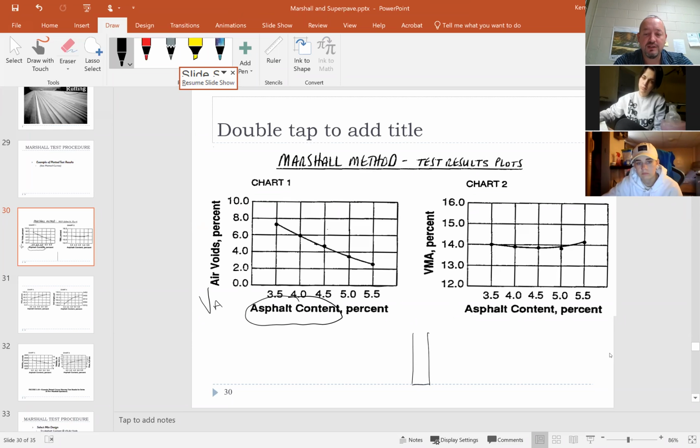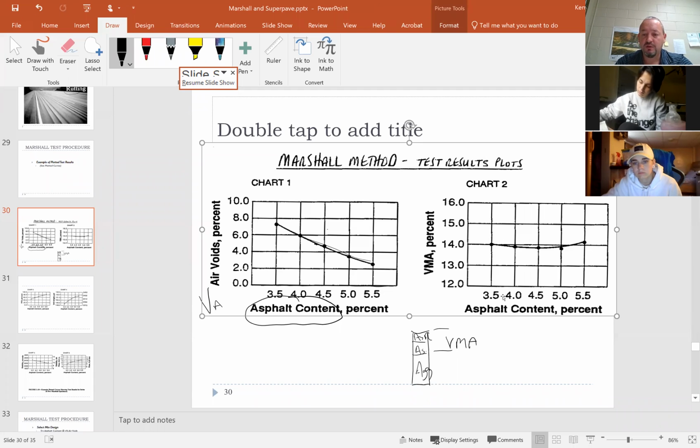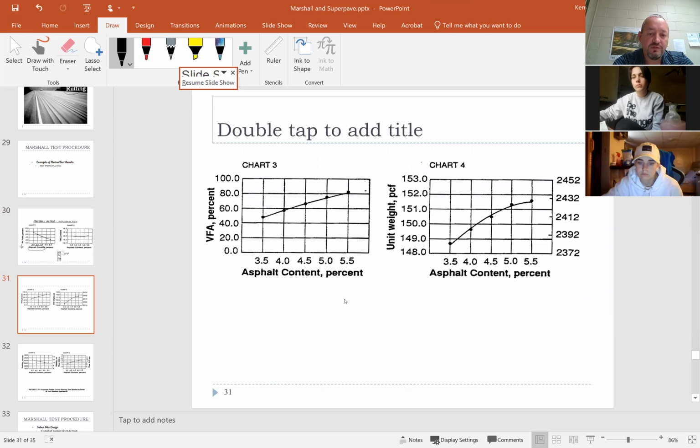Remember the slide that was like this. We've got aggregate, and then we've got asphalt, and then we've got air. Here's our VMA, our voids in the mineral aggregate. So if the asphalt content increases, the air voids have to decrease. That should make a lot of sense. Here's your voids in the mineral aggregate, and you can see how that one would work. Then here's your voids filled with asphalt. Obviously as the asphalt content increases, the percent of voids filled with asphalt would increase.